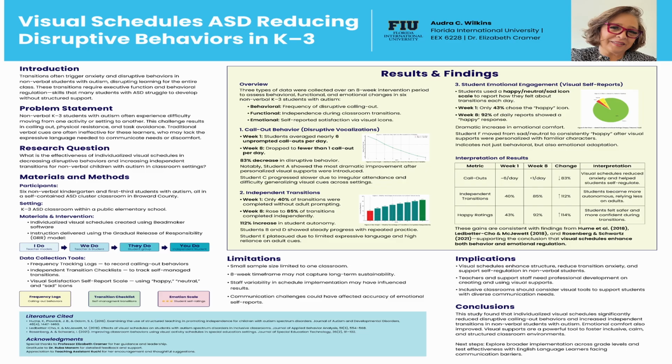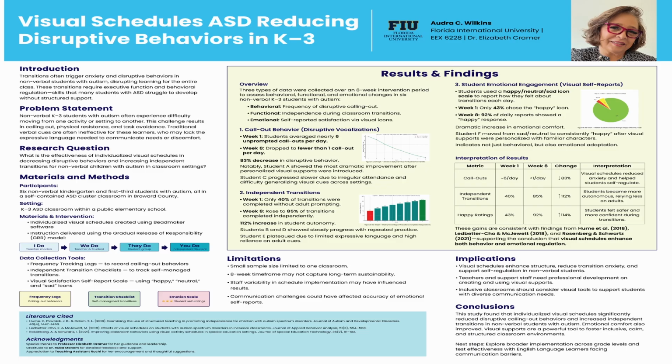they were having? So we used a behavioral, functional, and emotional tracking system. For behavioral, we use frequency of disruptive calling out. For functional, we use independence during classroom transitions, and for emotional, self-reported satisfaction via visual icons. The first one, calling out behaviors.